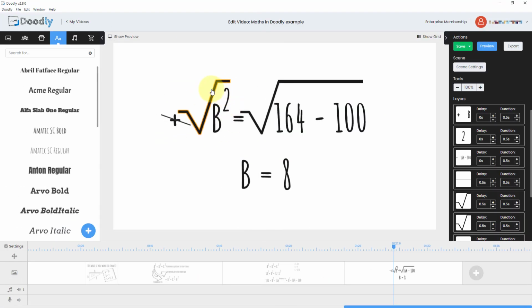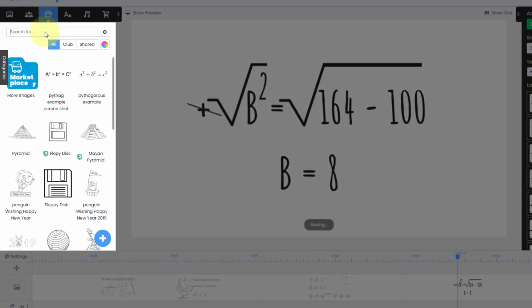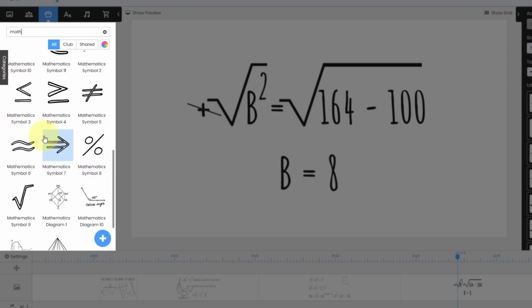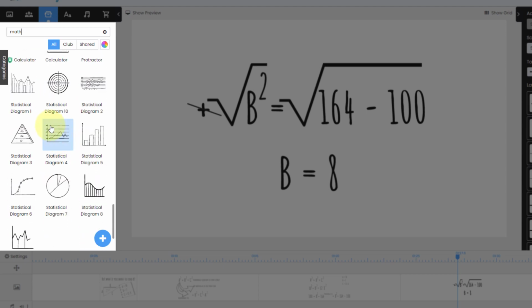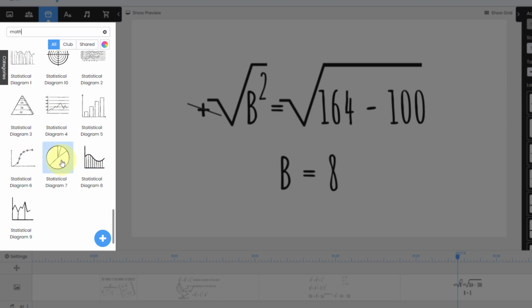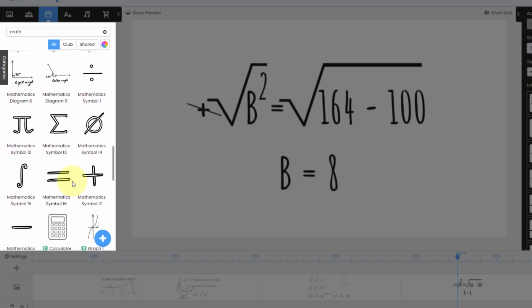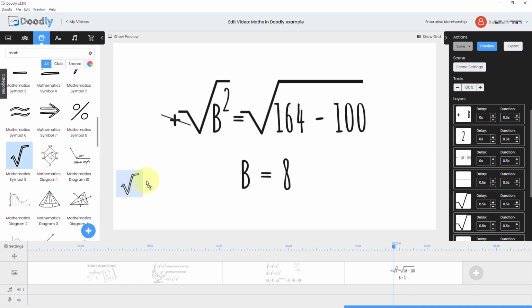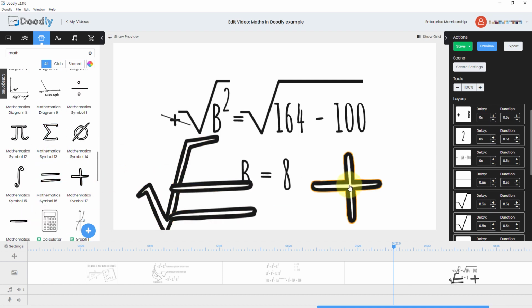Now here I've got the square root sign, and Doodly does have some inbuilt math symbols. If I type in math, we get lots of fancy things. These are just equations you might put in the background. Down here we have some other maths things: calculators, graphs, protractors, etc., statistical example diagrams. But the ones I'm really looking at are these. We've got some math symbols here: equals, plus, minus, square roots. However, I don't think they look particularly good.